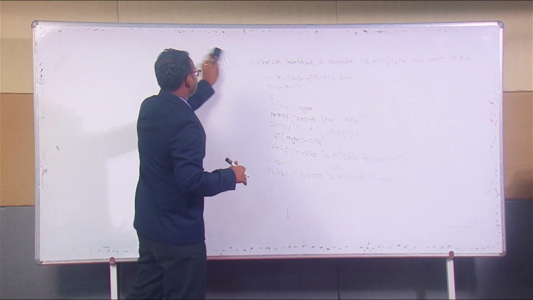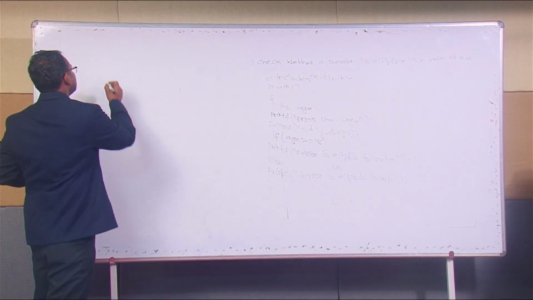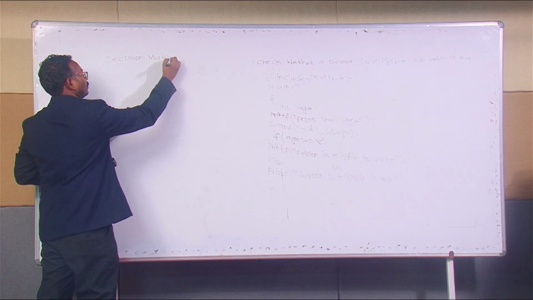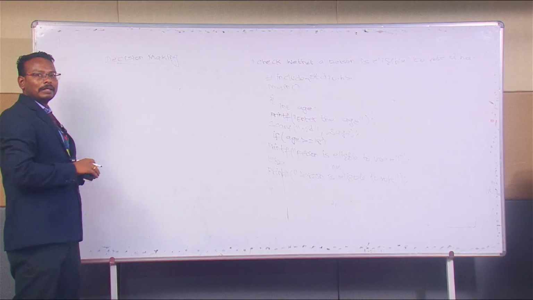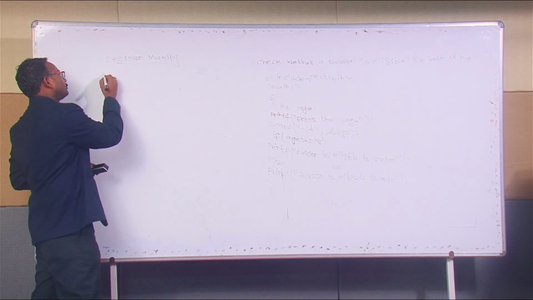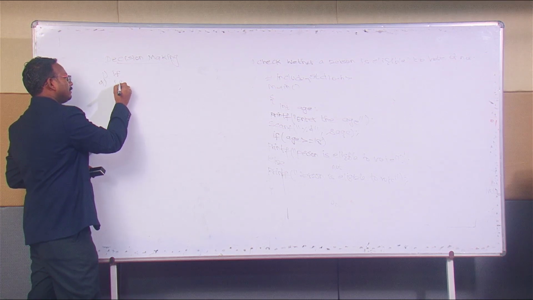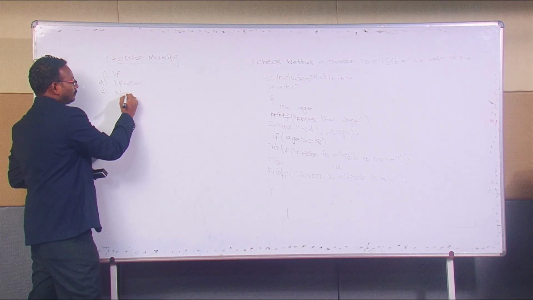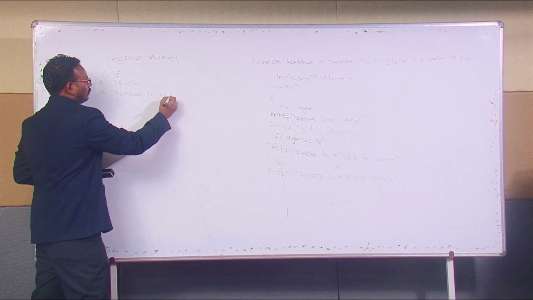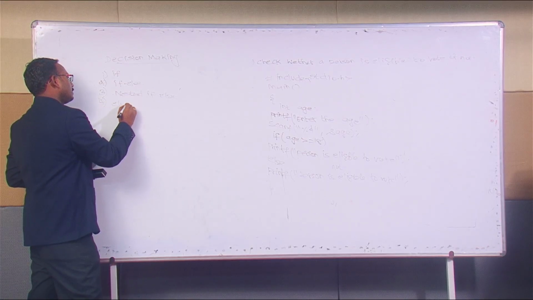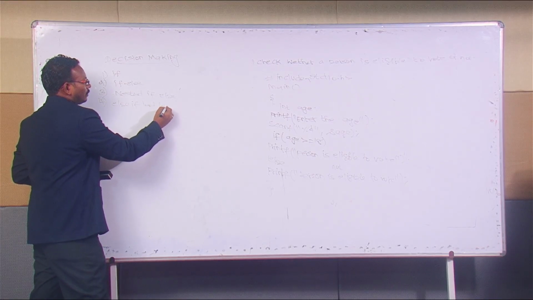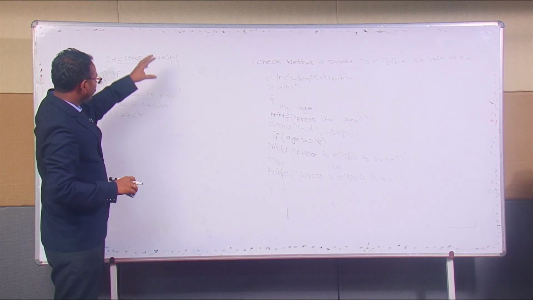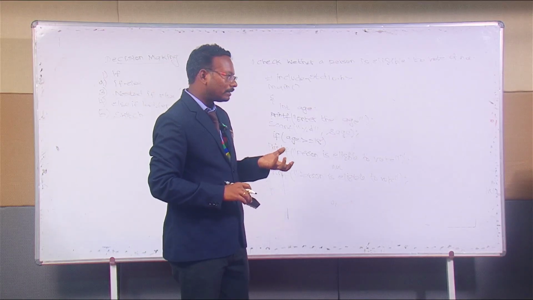Next, I am going to take up decision making conditions. So what are the decision making conditions available in C? In decision making, there are different types. First one is if, second one is if else, third one is nested if else, fourth one is else if ladder, and fifth one is the switch statement. These are the various decision making conditions available in C.